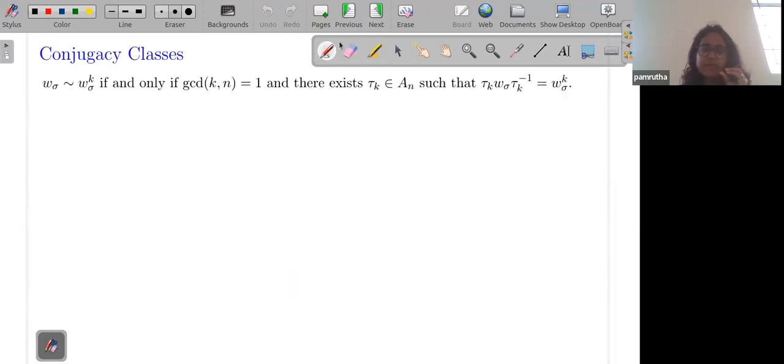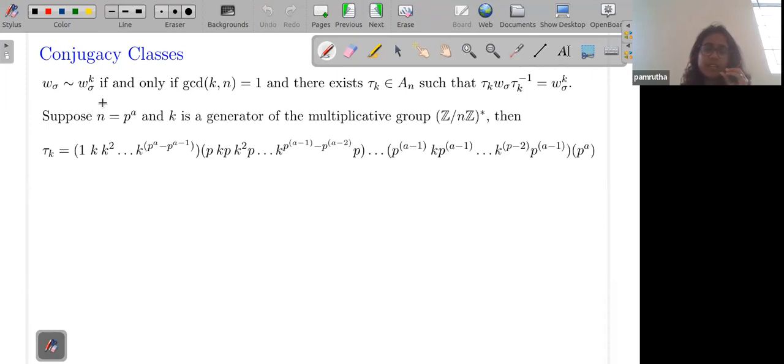W sigma is our n cycle, so we ask when the n cycle is conjugate to W sigma to the power k. In the symmetric group, elements are conjugate if they have the same cycle type, so it remains an n cycle if and only if the GCD is equal to 1. For the alternating group, the condition we need is that there exists an element in the alternating group such that when we conjugate it, we get W sigma to the power k.